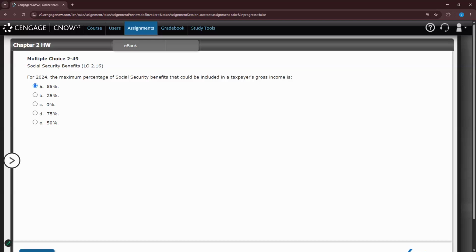So this brings us to the end of chapter 2, gross income and exclusion. Again, the key definition for gross income is all income from whatever source derived. And unless there is a specific exclusion in the tax law, it needs to be considered in taxable income.